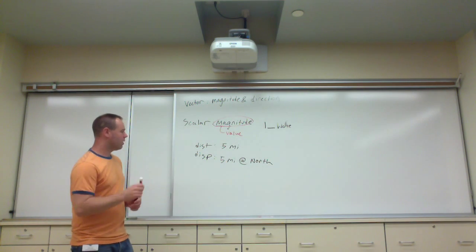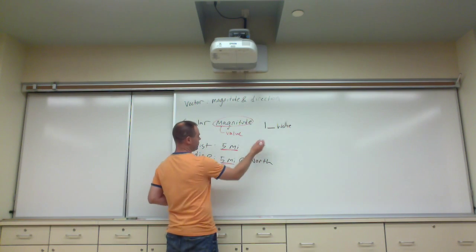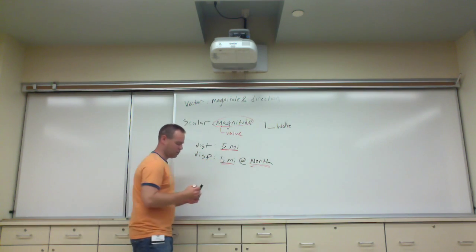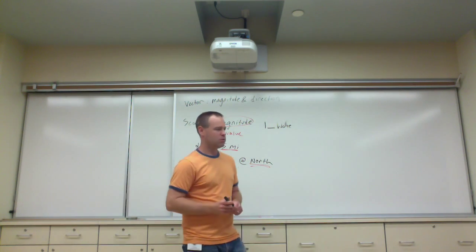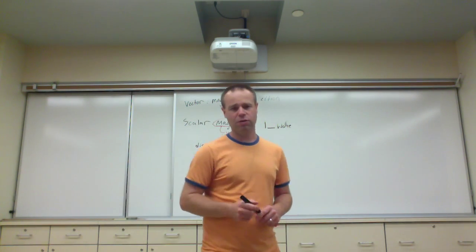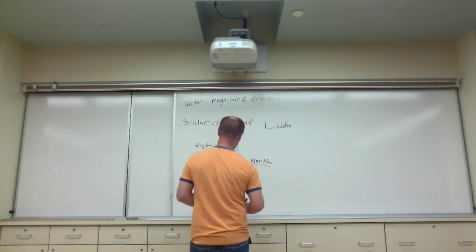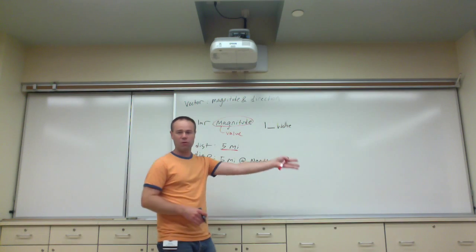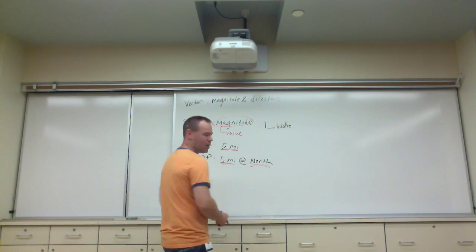And so this is a great example of magnitude being the value and direction being like the word north, for example. However, in physics, we usually show direction using positives and negatives. So the way we might say this is, say, to the right is positive and to the left is negative.